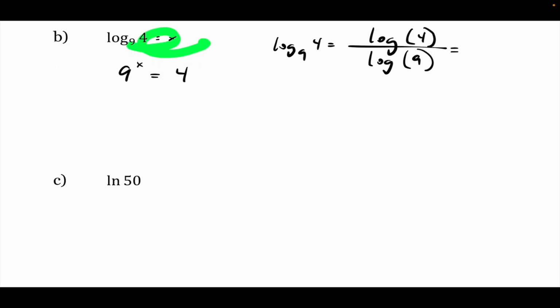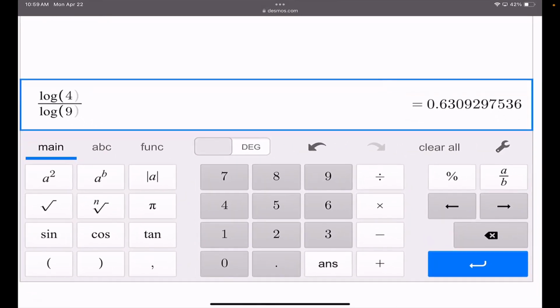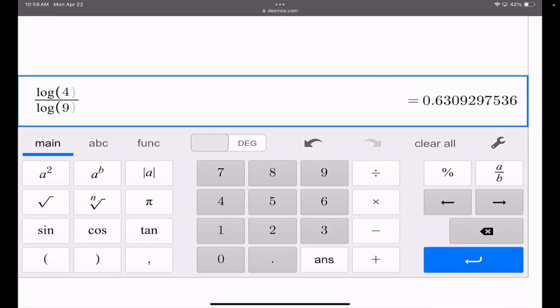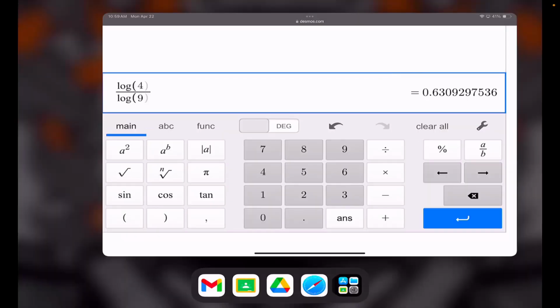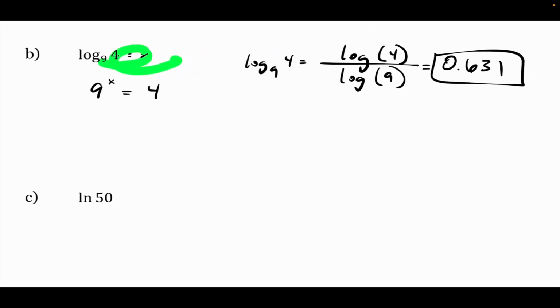Most likely it's going to be a decimal. Thousandth, the 0 has two choices, stay or go up. Well, the 9 says go up, so it's going to be 0.631. That's the power it's going to take. Again, for things like that where you can't do it in your head, use the change of base.